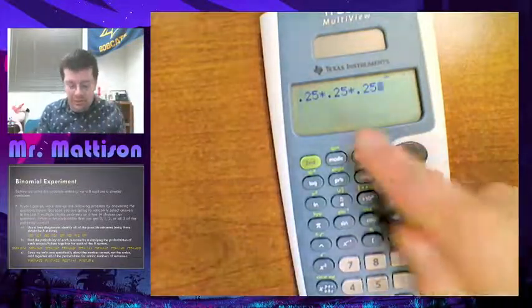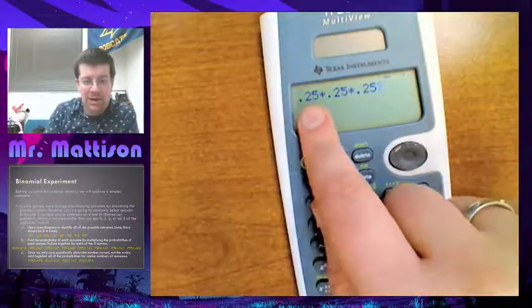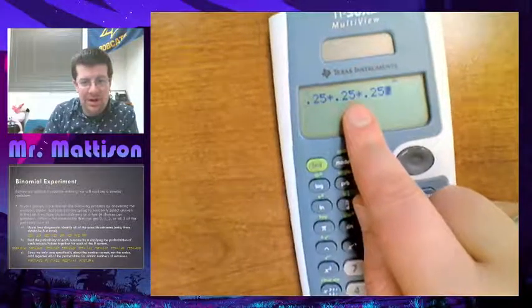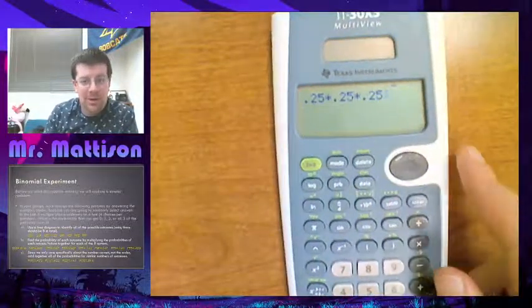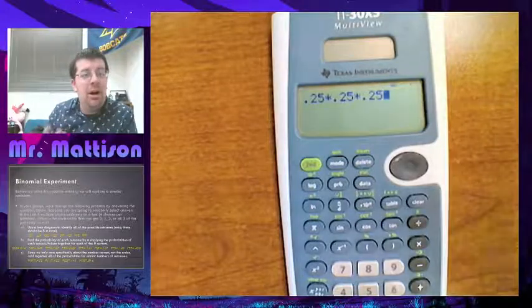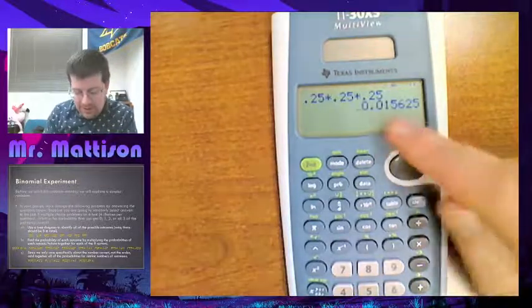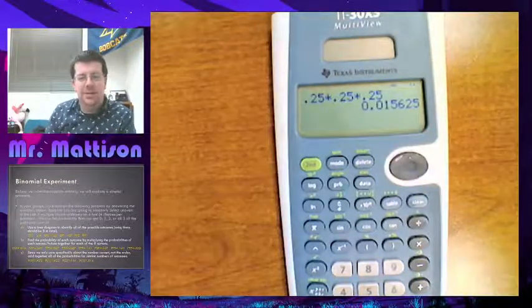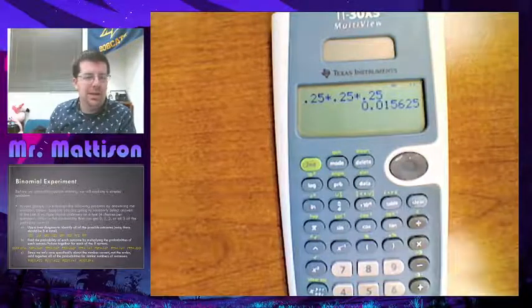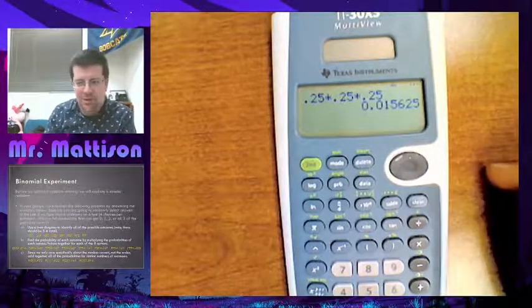Because I have a 1 in 4 chance of getting the first one right, 1 in 4 getting the second one right, 1 in 4 getting the third one right. So my probability of getting all of them right is going to be 0.0156, or 0.016 if we round to 3 places, right?